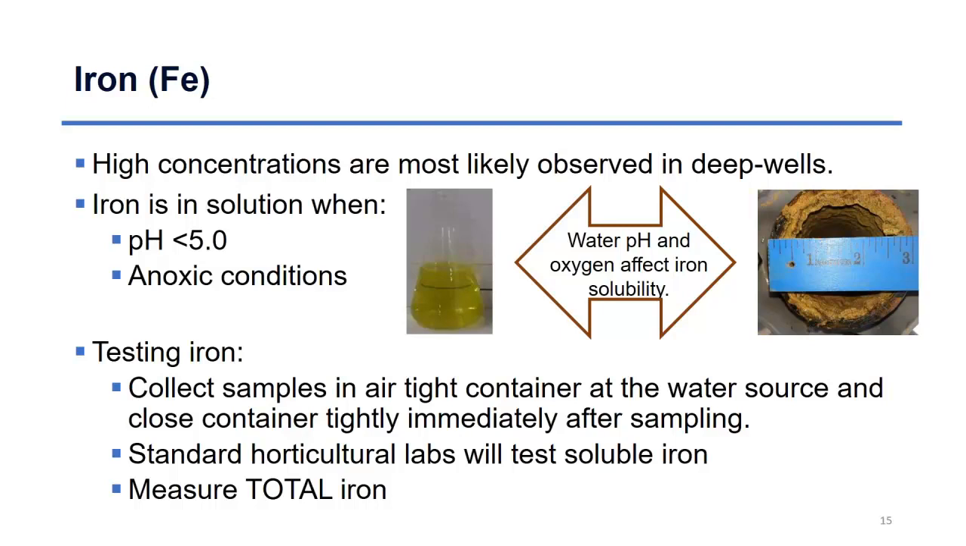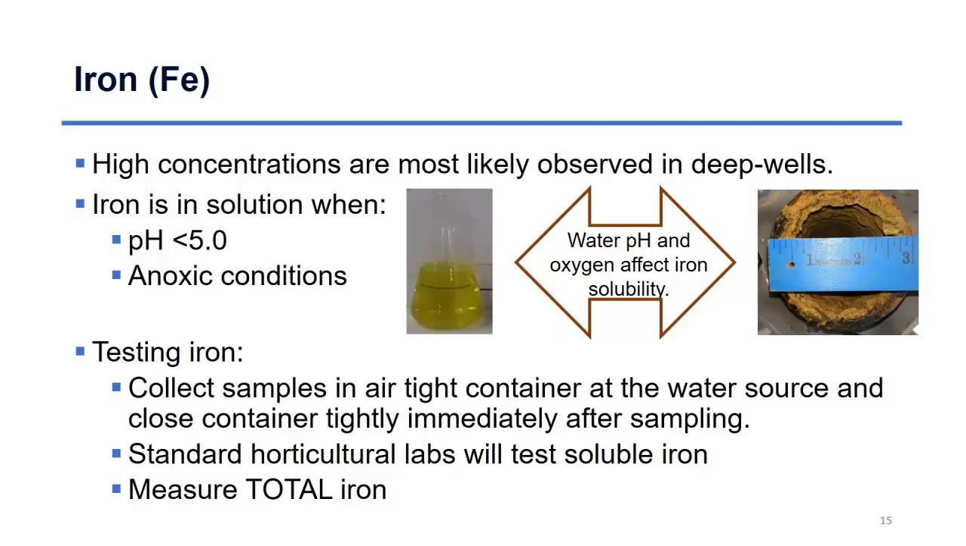The other problem might be that if we collect the sample close to the irrigation source, but the container was not tightly closed and there's oxygen, there might be some precipitation in the container of the sample that we collected, and it might be something that when you send the sample, the laboratory didn't notice it, wasn't looking for it. It's not that it's a bad practice on their side, it's that it's the standard for horticultural labs to test soluble iron.